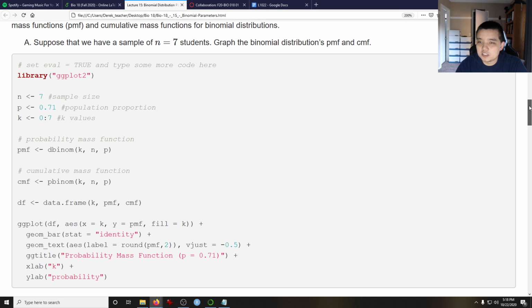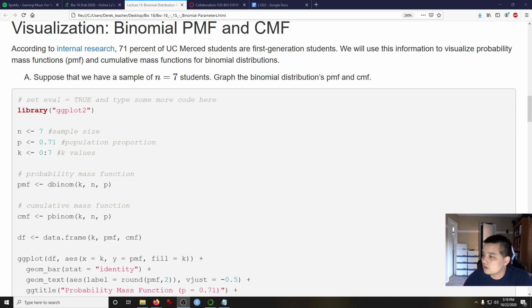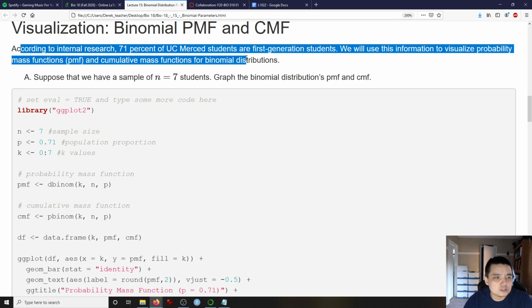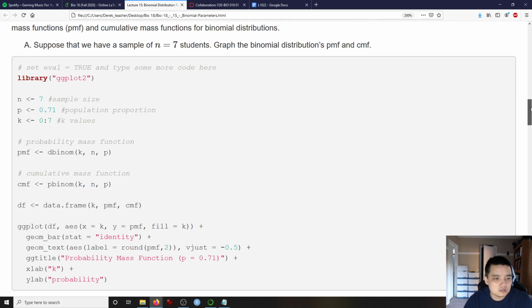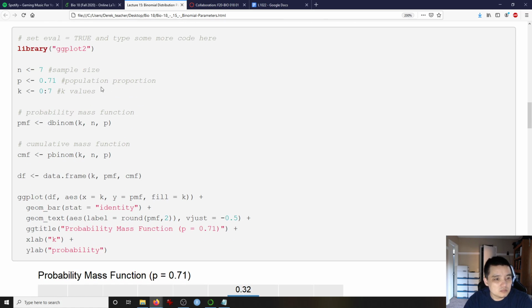Reading off the example. According to internal research, 71% of UC Merced students are first-generation students. We will use this information to visualize probability mass functions and cumulative mass functions for binomial distributions. Suppose that we have a sample of n students. I want us to be able to graph this situation. Sample size is n equals 7. The proportion of first-generation students, 71%, goes here for p.